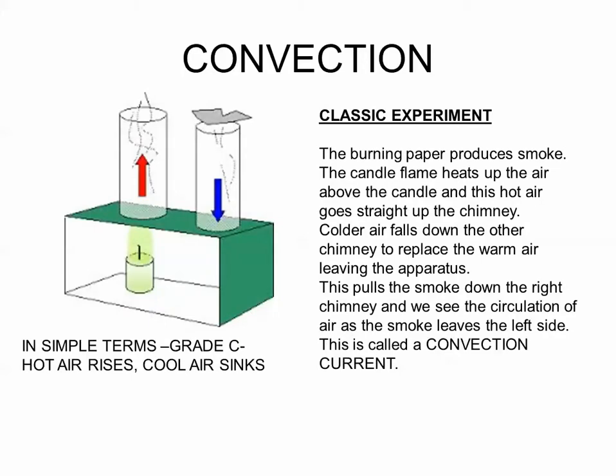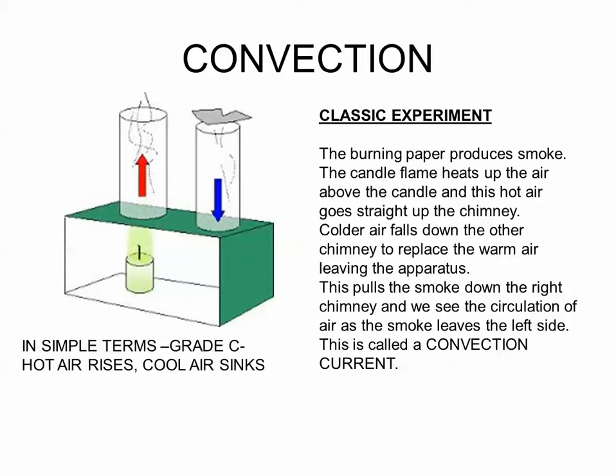The classic convection experiment is where we place either a piece of burning string or paper above one particular chimney and a candle is placed on another. In effect, what happens? The candle warms up the air under the left-hand chimney in this case, and that air rises. Colder, denser air on the right-hand chimney sinks, bringing with it smoke from the burning paper. And what we can now see is a circulation of air with the smoke as it goes down where the blue arrow is, the cold air which sinks, and up with the red arrow, the warm air which rises.